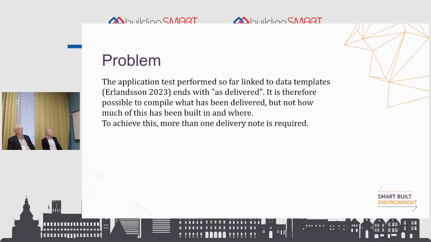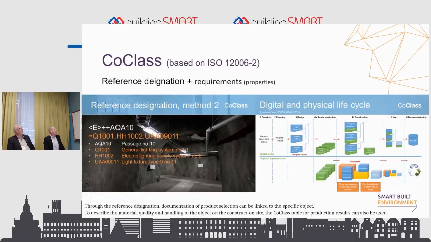To achieve this, more than one delivery note needs to be required. So having this, we want to have the full spectrum. We don't have the overall control of the asset information model. We would like that and have the pieces connected. So having that, we will have the focus here on a couple of things.